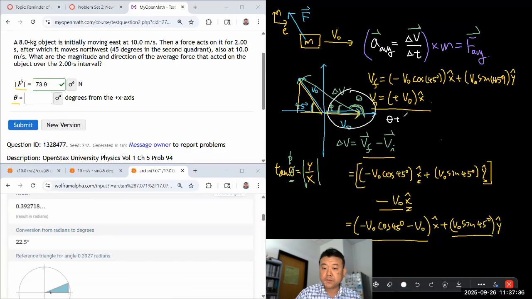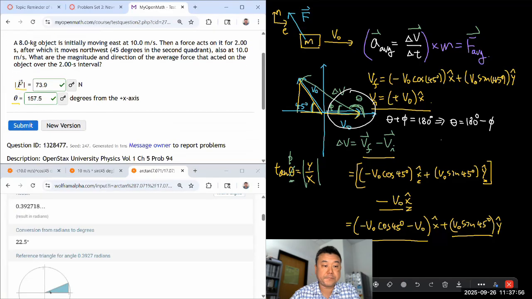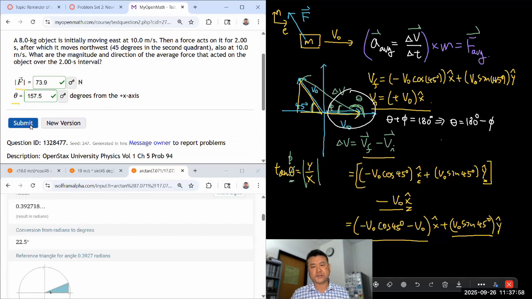What I have to recognize from here is that theta plus phi being 180 degrees, theta itself is 180 degrees minus that number I have, 22.5. I think I can do that in my head: 157.5. So that's this question. More of a vector exercise than a dynamics exercise, but you should keep in practice. Vectors are very important.